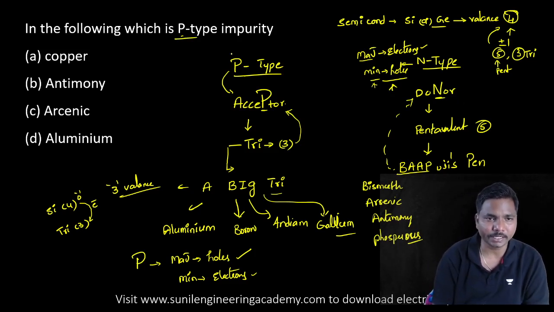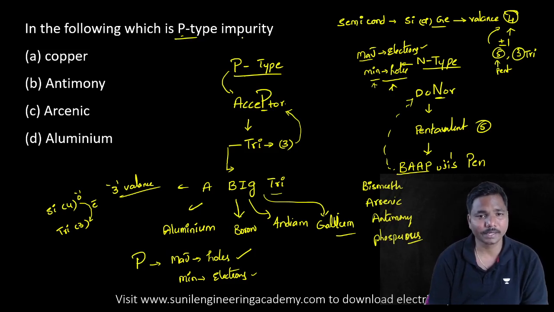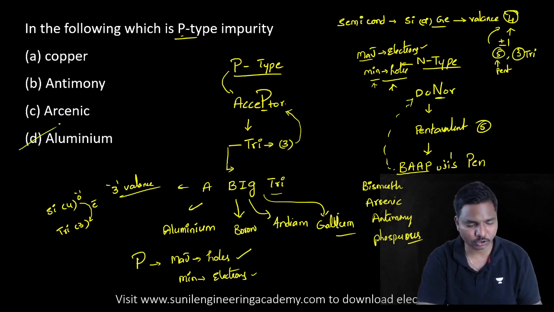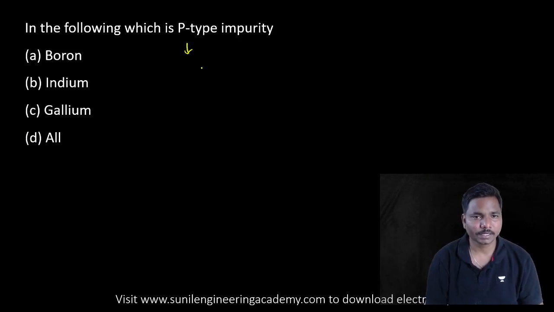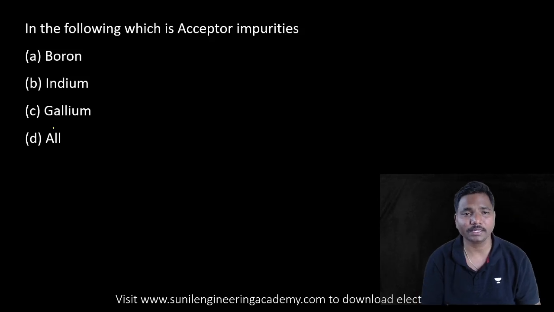So for the P-type impurity question, P-type is a big tree, so A for aluminum. So the answer is option D. Coming to the next question, P-type impurities: a big tree. Aluminum, boron, indium, gallium are all given, so the answer is option D. Like that you can give the answer.